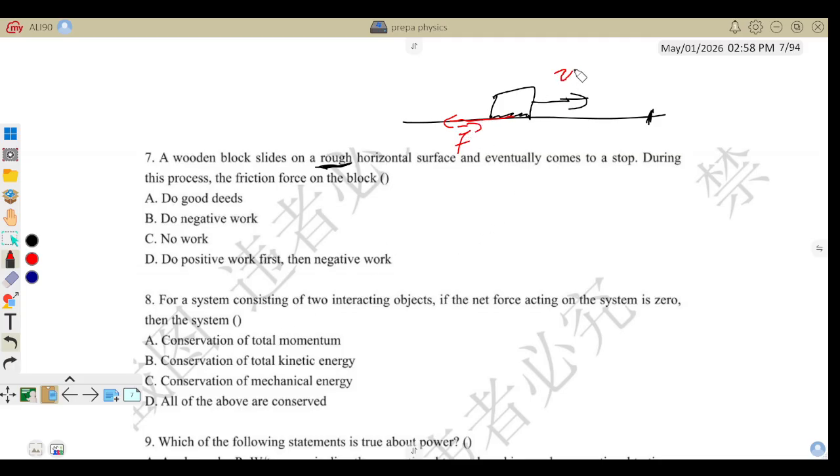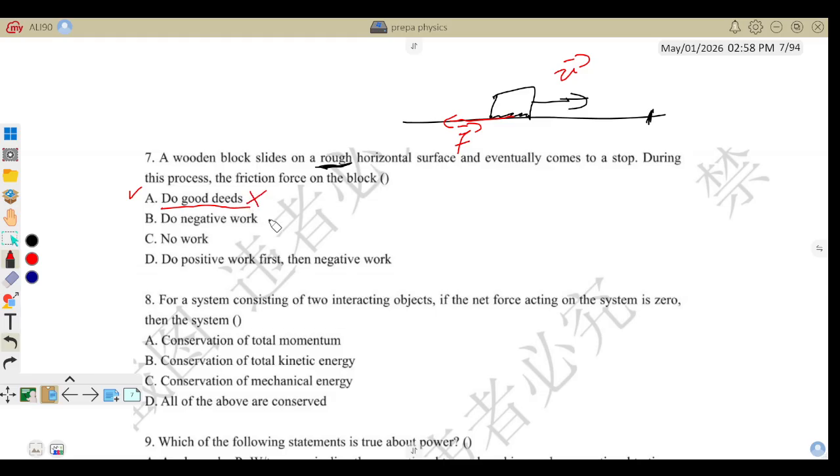So the motion here is to the right. That means the relative motion is to the right again. The effect of the friction would be to the left, because friction is always directed in the opposite direction of the relative motion. So for A, it says do good deeds.